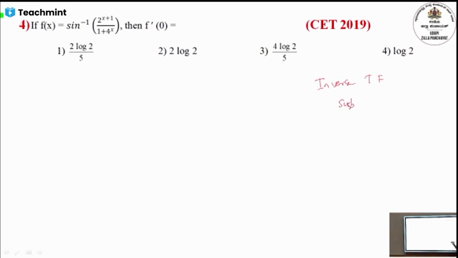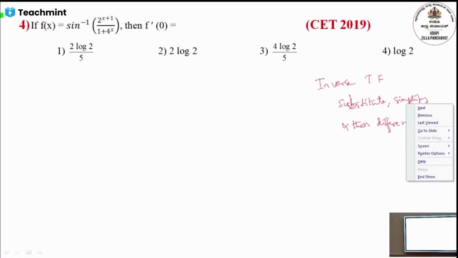substitute, simplify, then differentiate. What is the idea? Whenever you have an inverse trigonometric function, first you substitute, then simplify, then differentiate. Don't directly differentiate. You have to substitute, simplify and differentiate.